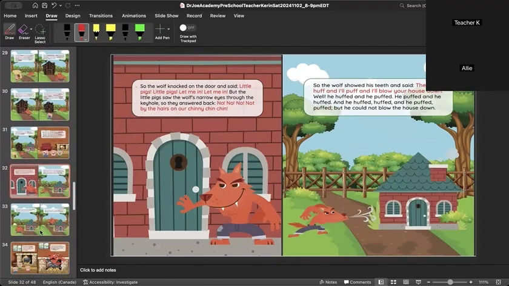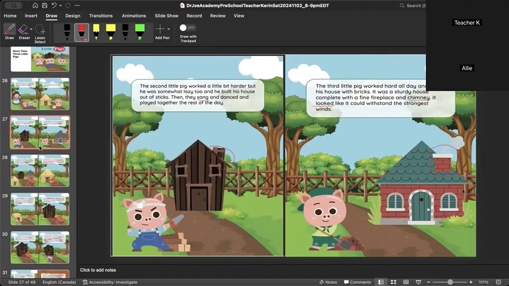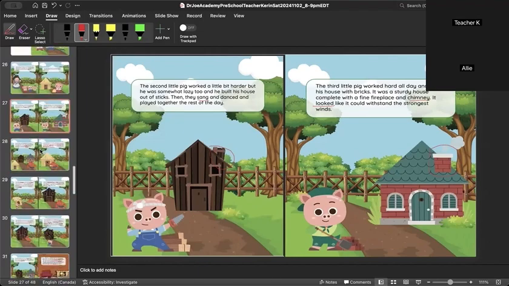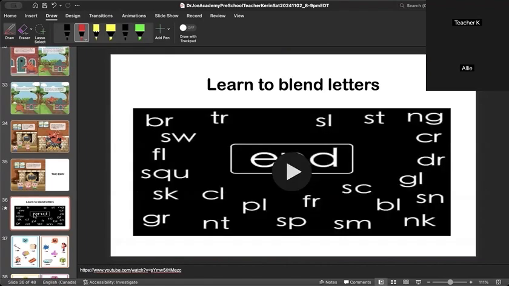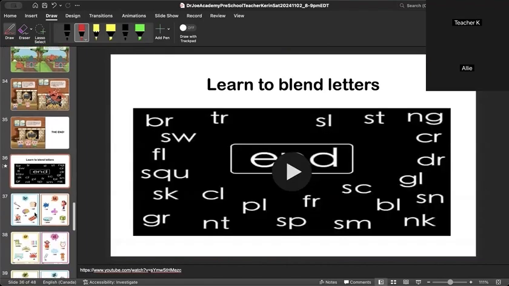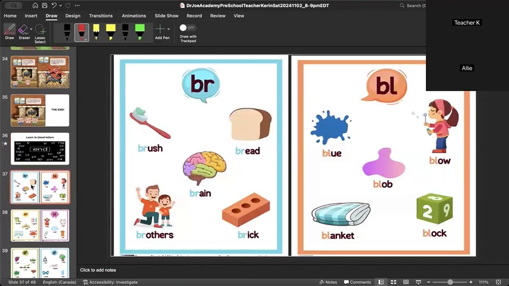Okay, that's good. All right, I think that is all good. So it was because it's very strong. Now we're going to go on to the next slide. I think we still have 10 minutes and then we're done with class. So have you learned to blend letters? What I mean by that is if I put a b and a r, brush, bread, brain, brick, brothers. Perfect. Can you read the next one for me?